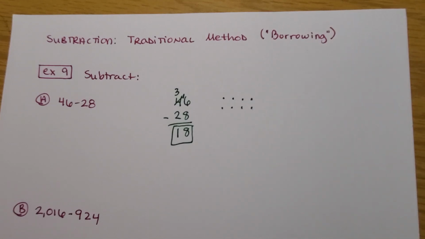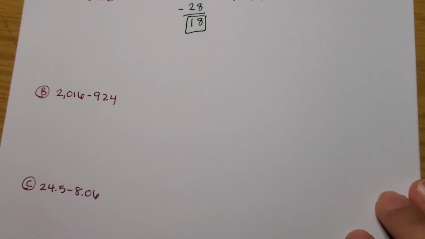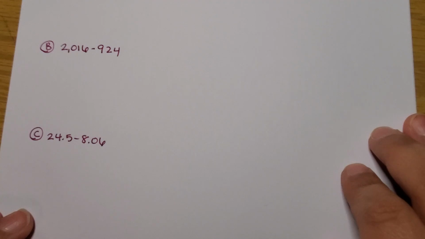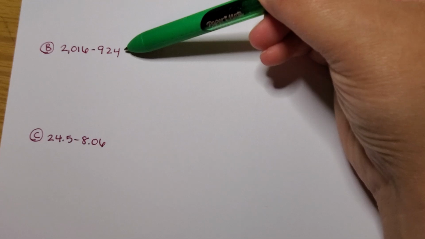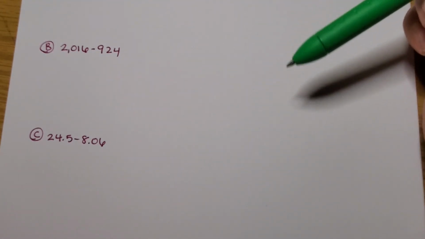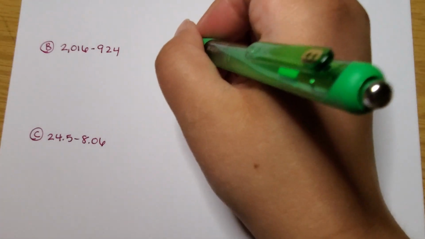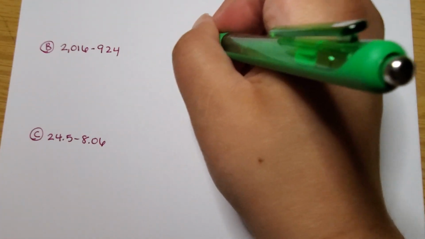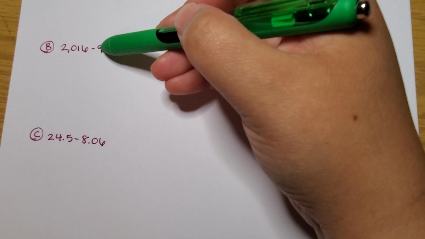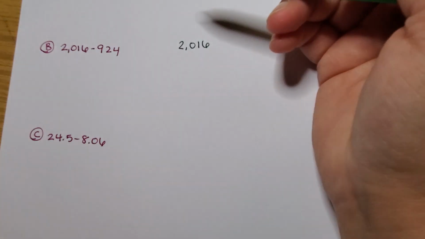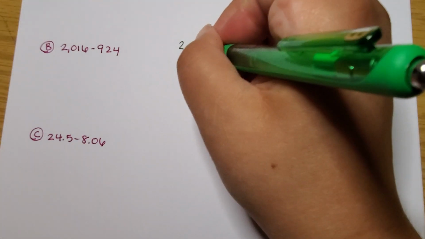All right, let's see this technique with some other numbers. So for this problem, we've got 2016, and we're going to subtract 924. We start out the same way, writing it vertically, and I want to make sure I line up my place values. So 2016, and the 9 is in the hundreds place. So I'm going to line that 9 up with the 0, because the 0 is in the hundreds place.